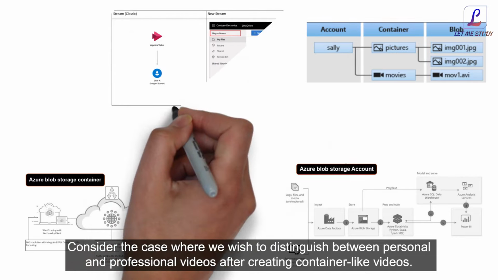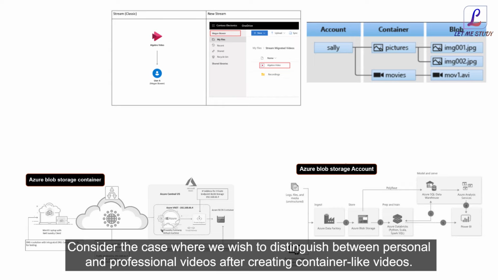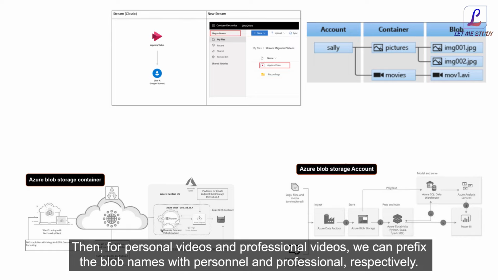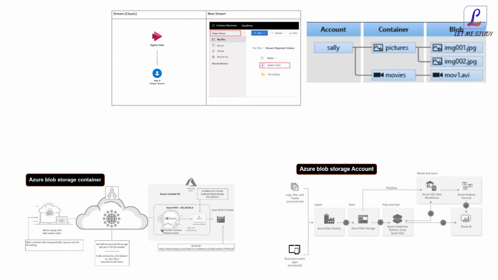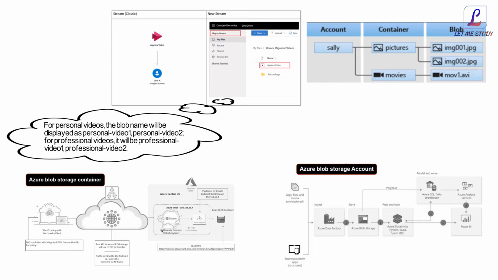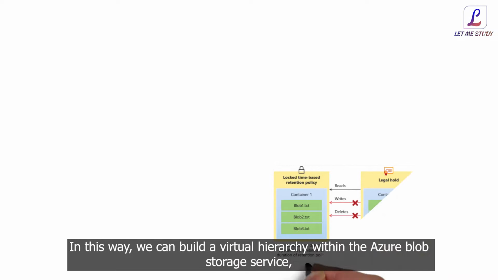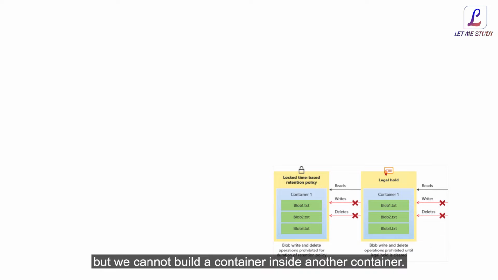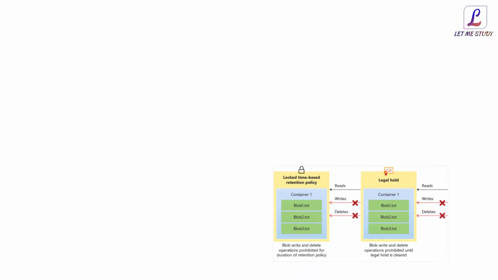Consider the case where we wish to distinguish between personal and professional videos after creating a container like videos. Then for personal videos and professional videos, we can prefix the blob names with personal and professional respectively. For personal videos, the blob name will be displayed as personal video 1, personal video 2. For professional videos, it will be professional video 1, professional video 2. In this way, we can build a virtual hierarchy within the Azure Blob Storage service, but we cannot build a container inside another container. Azure provides 3 different blob service types.